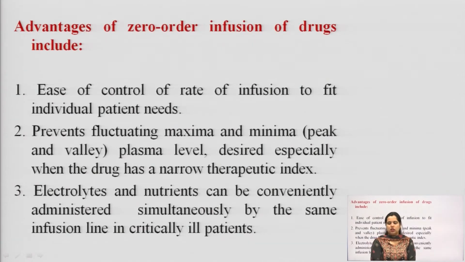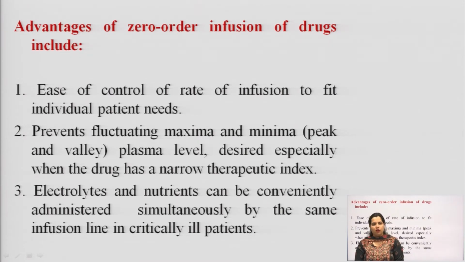The advantages of zero order infusion of a drug include ease of control of the rate of infusion to fit the individual patient's need, and prevention of fluctuating maxima and minima, that means peak and valley plasma levels, especially when the drug has a narrow therapeutic index. So, for those drugs which have a narrow therapeutic index, this is the best method.